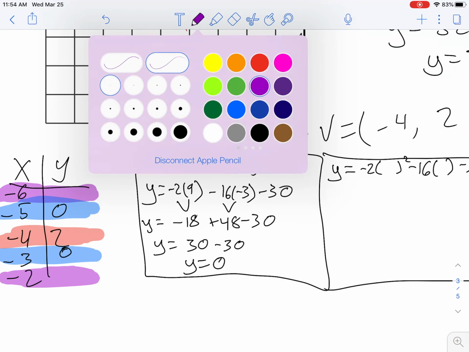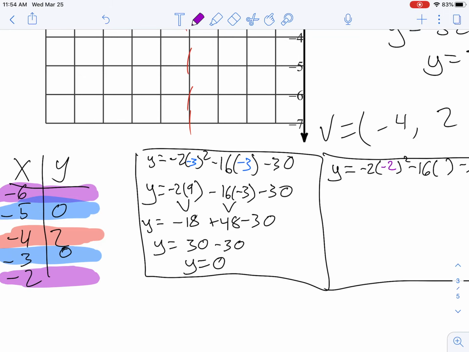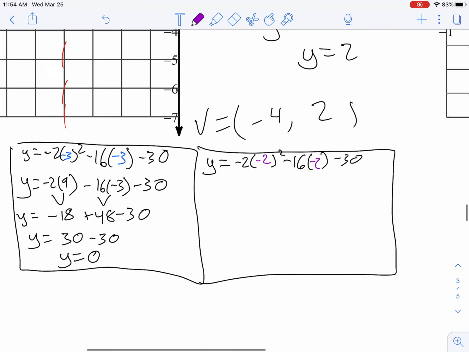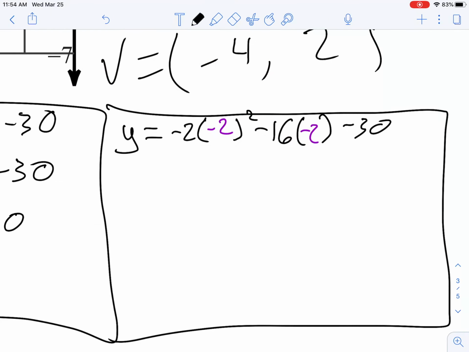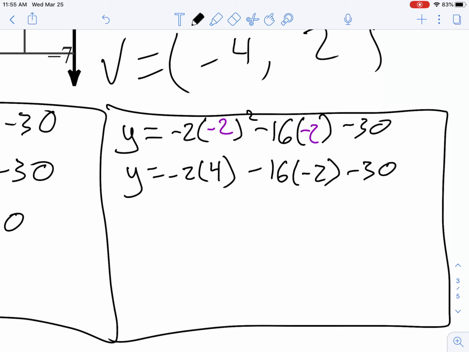All right, my purple, I'm going to use -2. Y equals -2 times, we're going to square this, so -2 times -2 is +4. I'm going to multiply these out, so that gives me -8. That gives me +32.